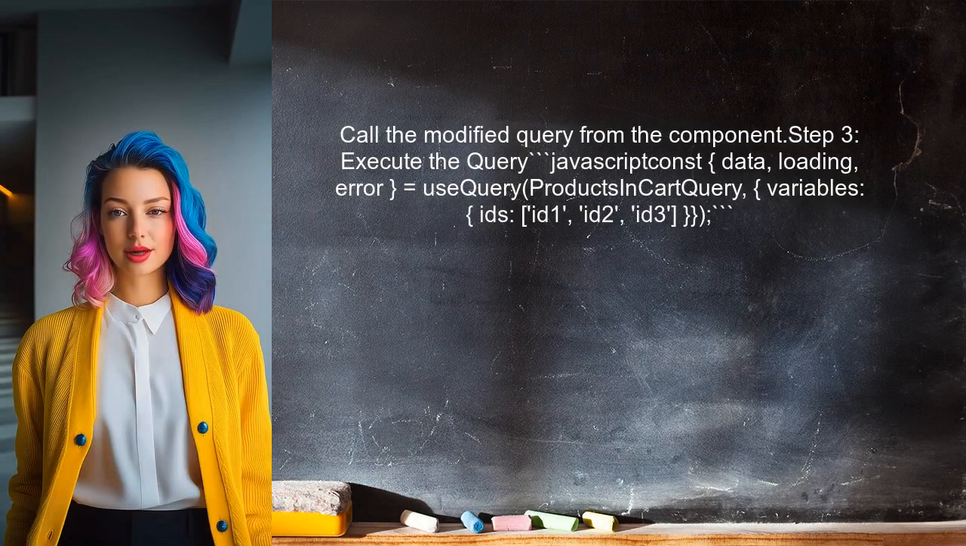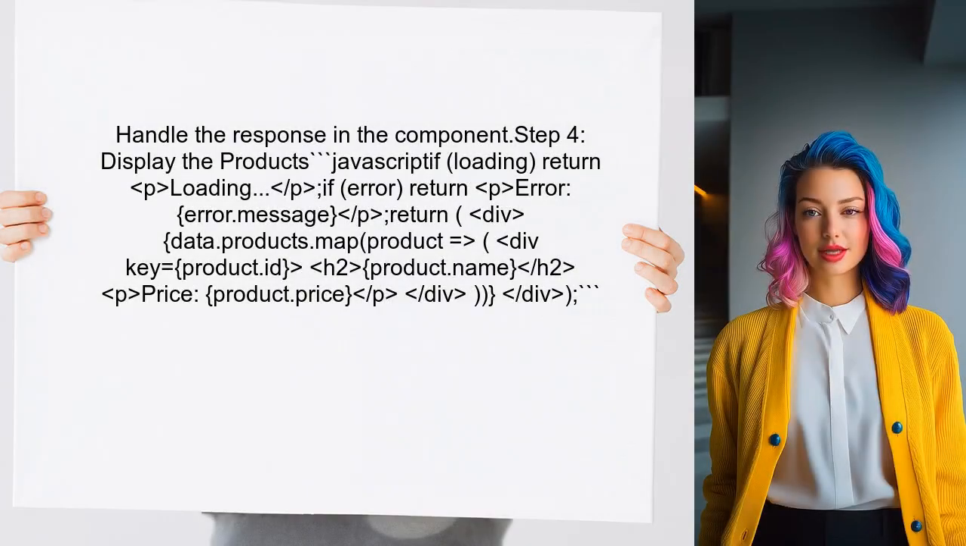Now, the user can call this modified query from their component. They should pass the array of product IDs as a variable when executing the query. Finally, the user can handle the response in their component. They should check for loading and error states, and then display the fetched products.